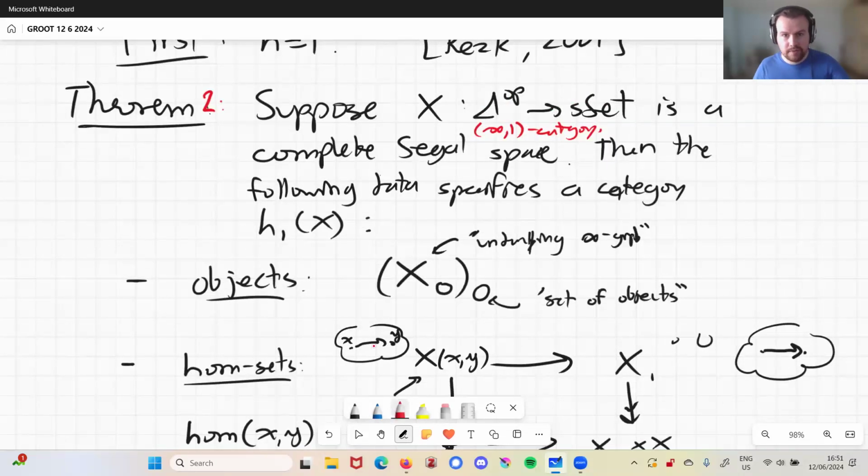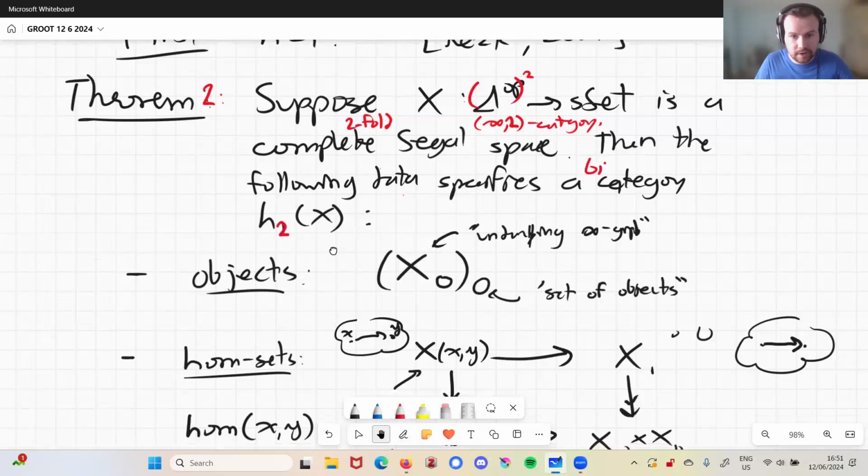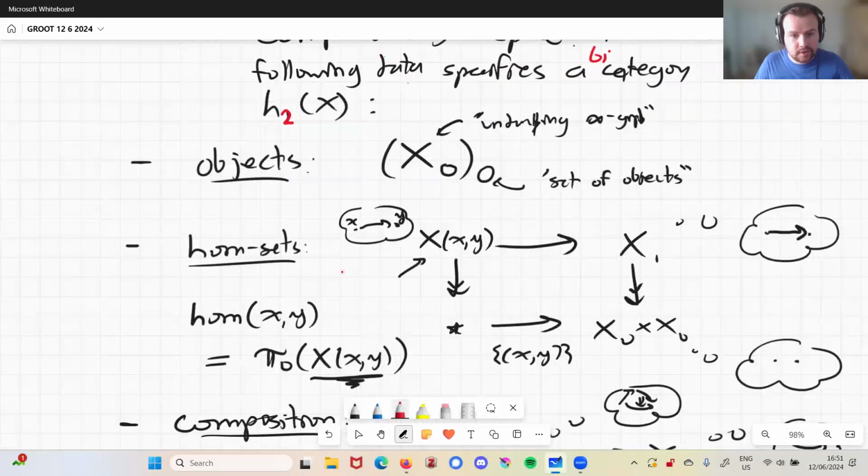Suppose now we don't have a functor from delta op to set, but from delta op squared to set. I've just pulled the delta op out, so I've got just hom tensor. This is a complete two-fold Segal space now, i.e. an infinity 2 category. Suppose we have this. Then I claim the following data will specify a bicategory H2 of X, the homotopy bicategory of an infinity 2 category. All right, well, let's look at what we already have.